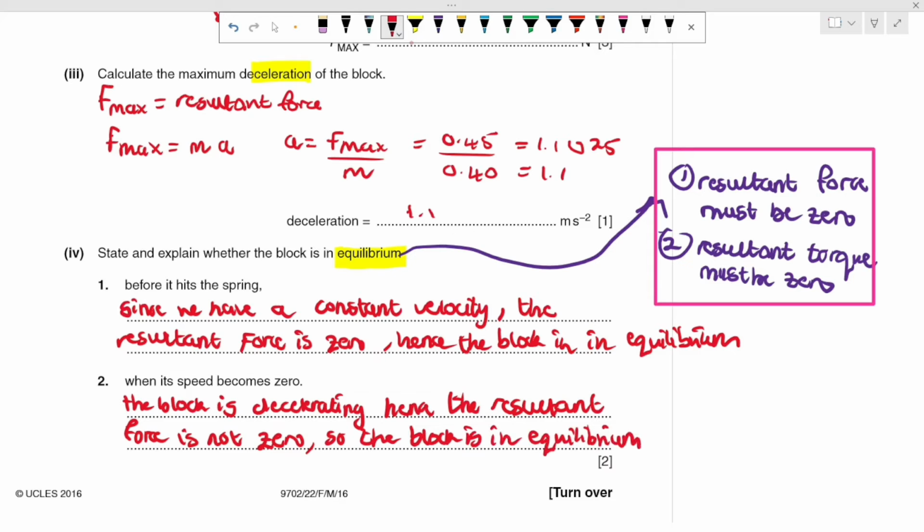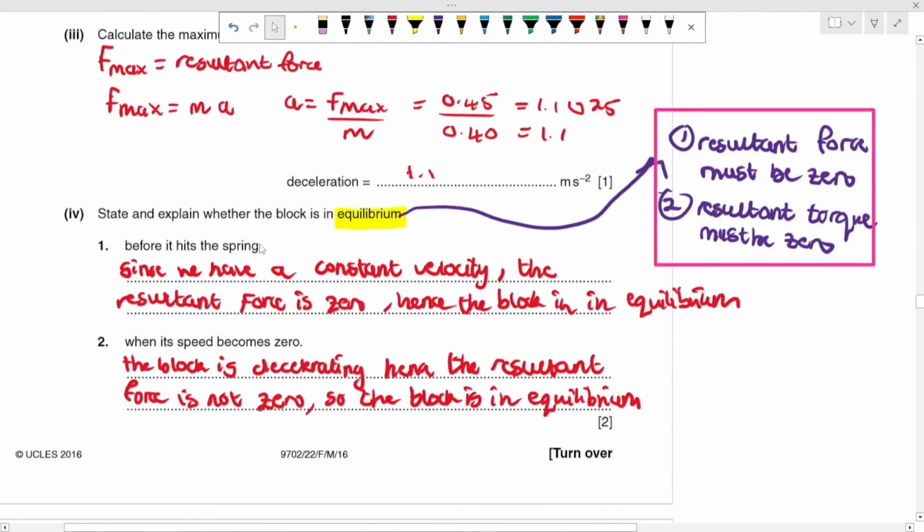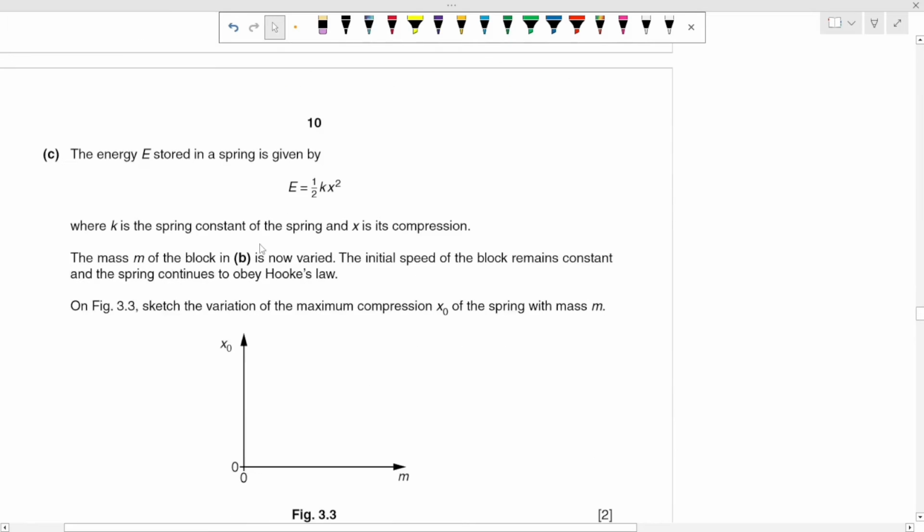Right, so those are the two things that you just had to take care of. Is the resultant force 0? In this case, we can't talk of torque, we can only talk of the resultant force.